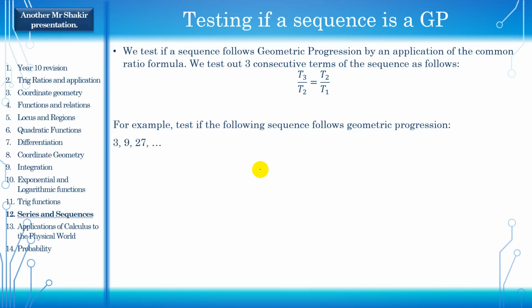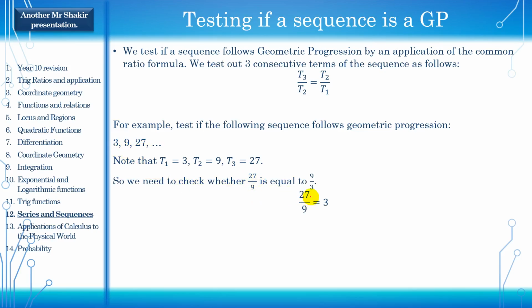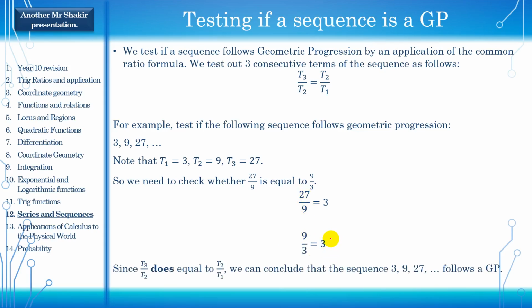For example, let's look at 3, 9, 27. There's only 3 numbers here. So we need to check, well, which is the first term, which is the second term, which is the third term. So the formula is the third term divided by the second term is equal to the second term divided by the first term. Right, so we need to check whether 27 over 9 is equal to 9 over 3. 27 over 9 is 3. 9 over 3 is 3. Well, hey, it does equal, therefore, that is a geometric progression.